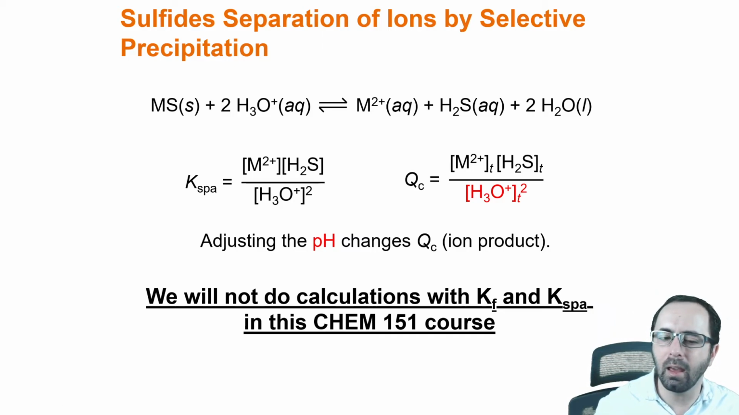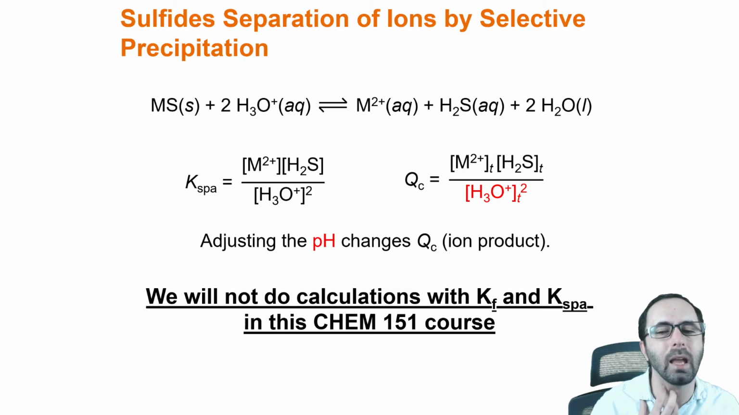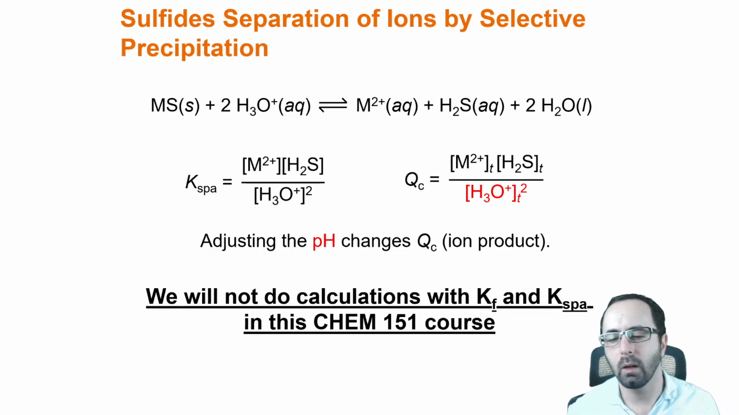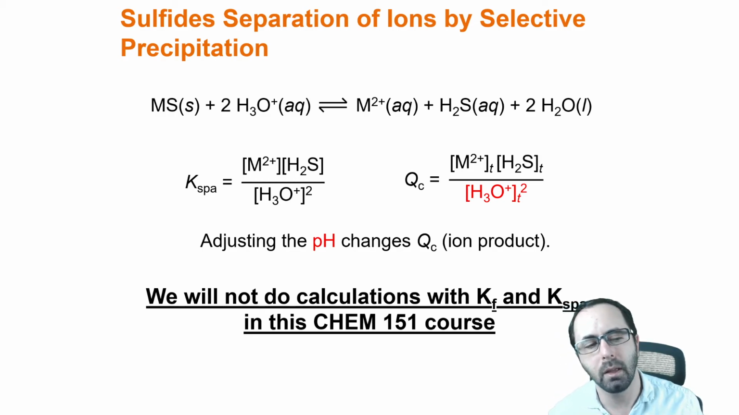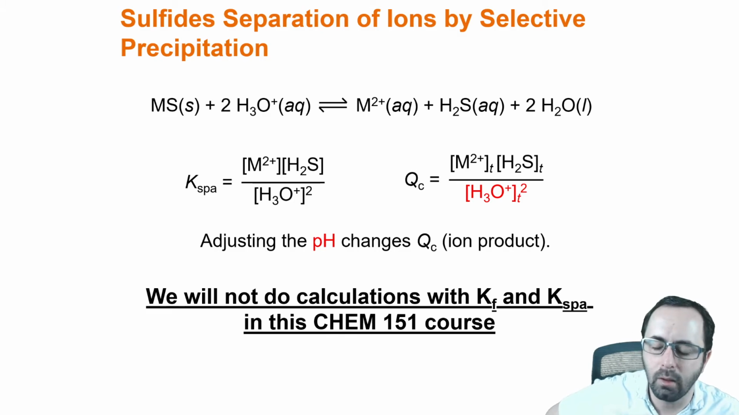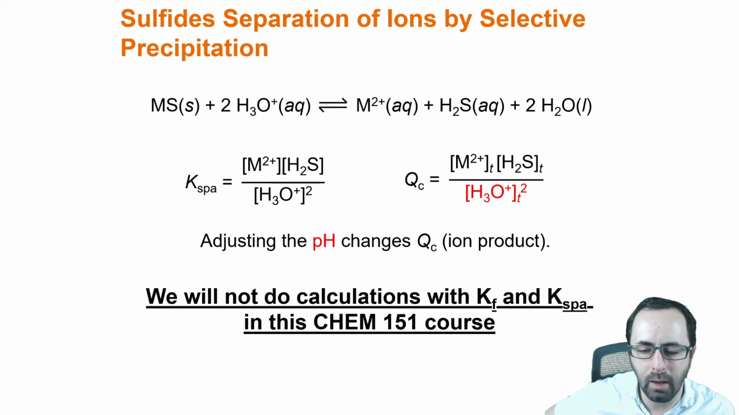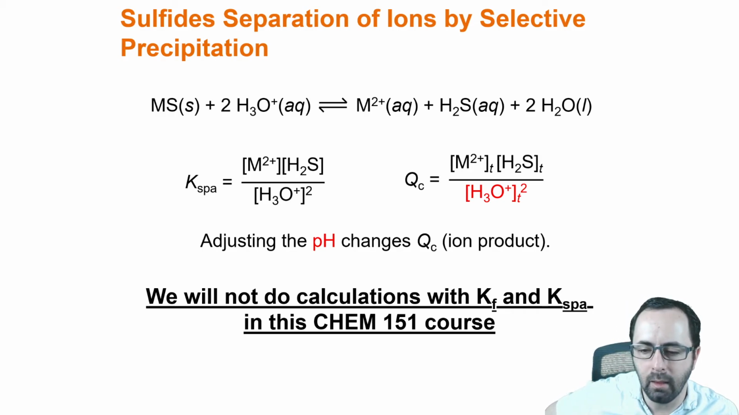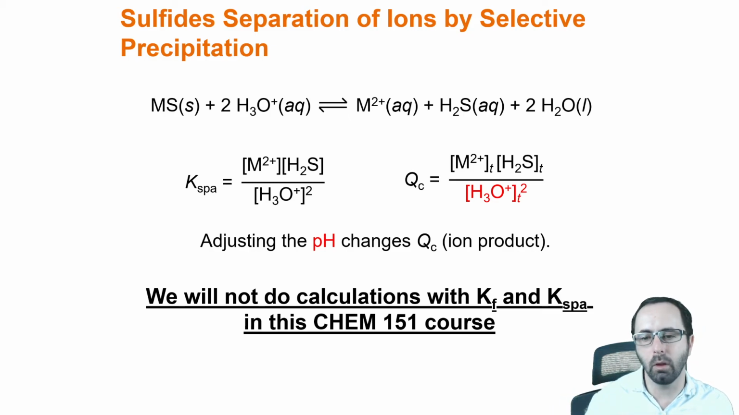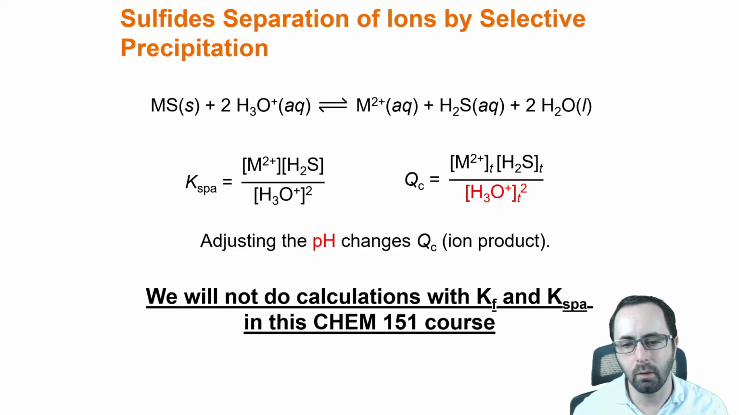When it comes to KFs and KSPAs, I'm not going to do calculations with those. So equilibrium calculations that you see related to KF and KSPA, you don't really have to focus on those in your reading of the textbook. You can kind of skip those. Just make sure that you understand the ideas behind KF and solubility in acid and base. And the parts about the KSPA and the sulfides, you can skip those. I'm not going to go into a lot of detail on those.